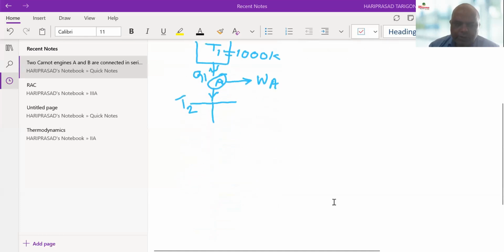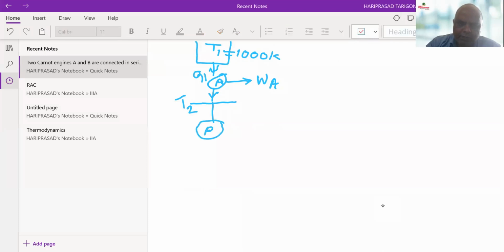So here, the heat will be rejected to engine B. It is called heat engine B, which is also taking heat from this one, the rejected heat, which we call Q2. So here also it will be Q2 only. Then it will be rejecting heat Q3 to the lowest temperature T3, which is given.